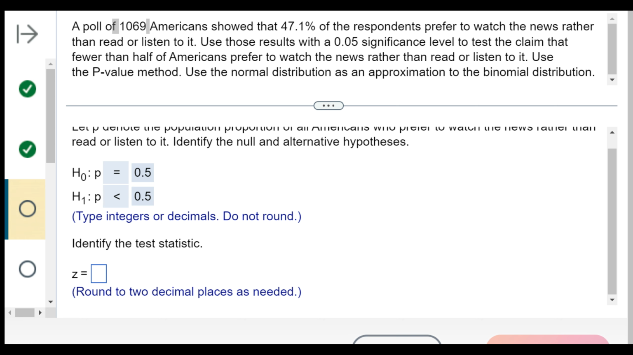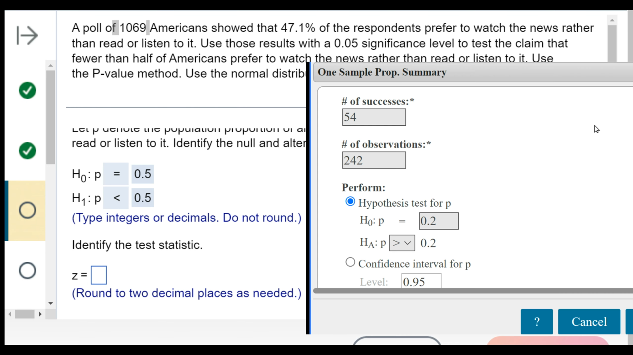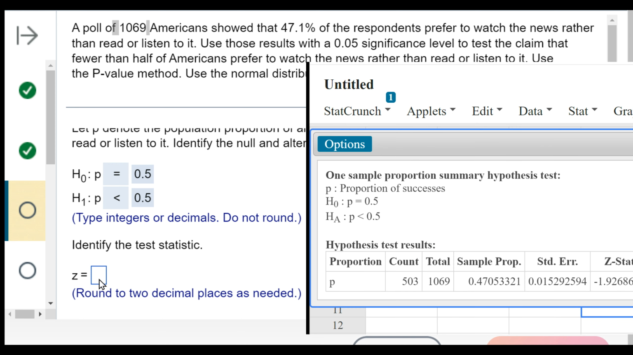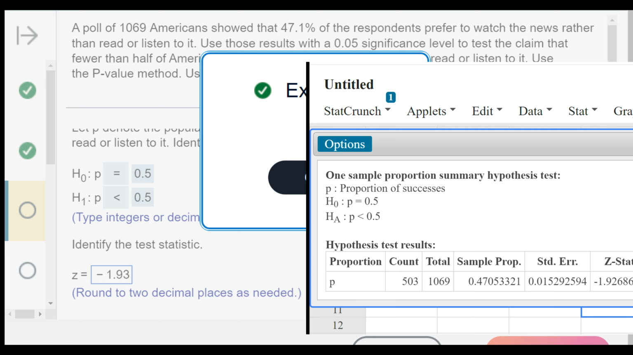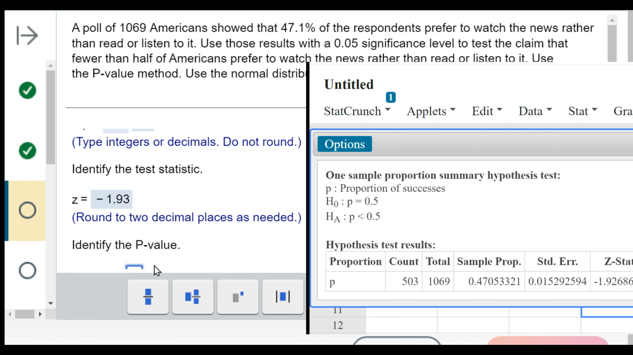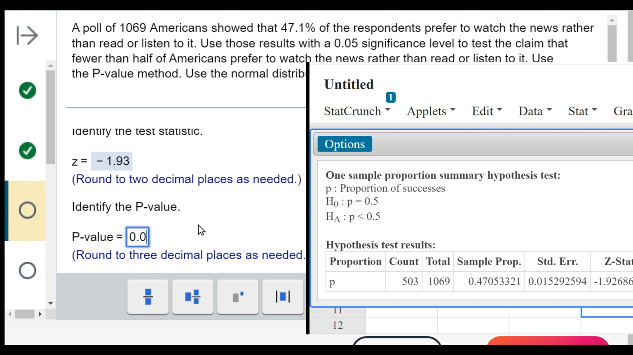I'll just say that there were 503 people out of 1,069 people. And I'm testing the hypothesis that it was equal to 0.5 or less than 0.5. My z-stat is a minus 1.93, and my p-value is 0.027.